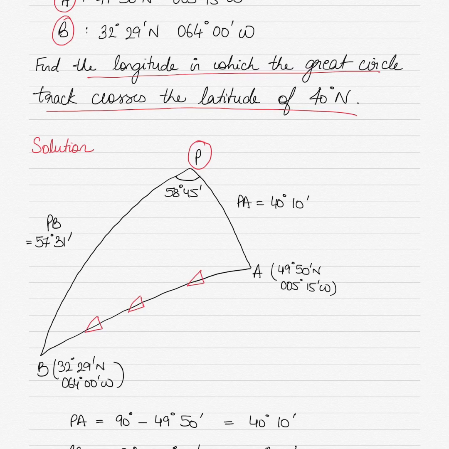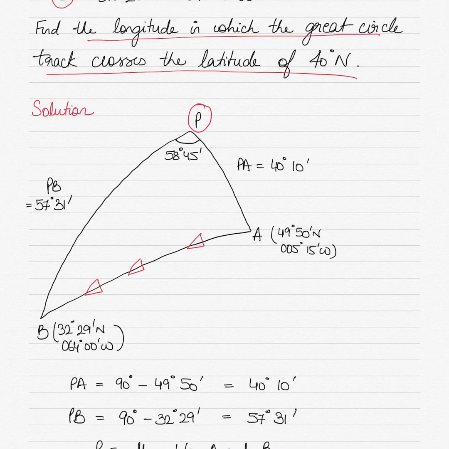So the first thing we'll find out is PA. PA of the triangle is equal to 90 degrees minus 49 degrees 50 minutes, which is the latitude of A, which will give you 40 degrees 10 minutes. So PA is 40 degrees 10 minutes.